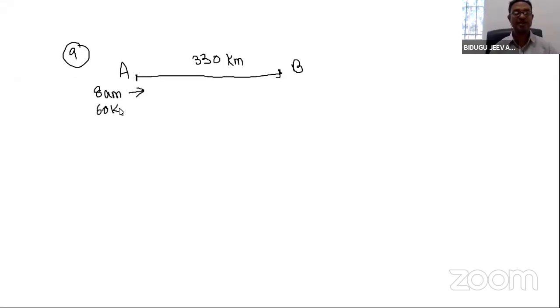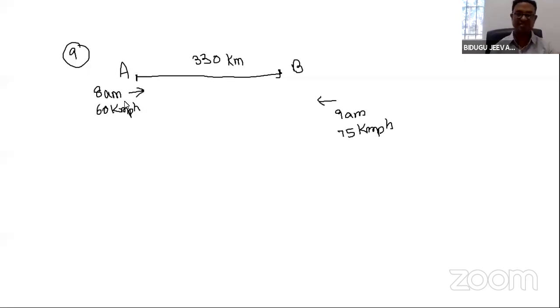The distance between two cities A and B is 330 kilometers. Let me write. This is AB. A train starts from A at 8 a.m. and travels towards B at 60 km per hour. Another train starts from B at 9 a.m. and travels towards A at 75 km per hour. I think we have just done this kind of question. What time do they meet each other?